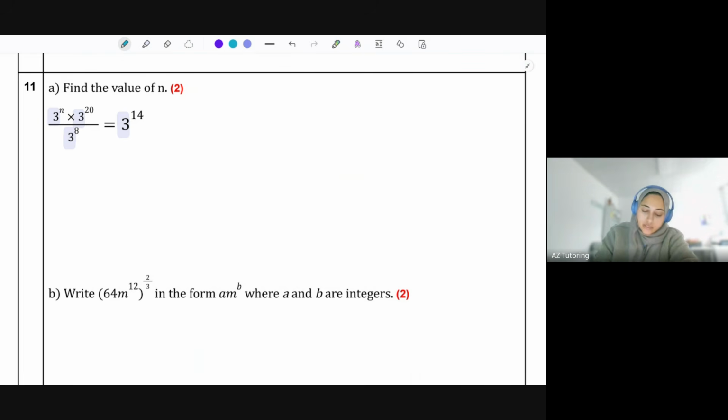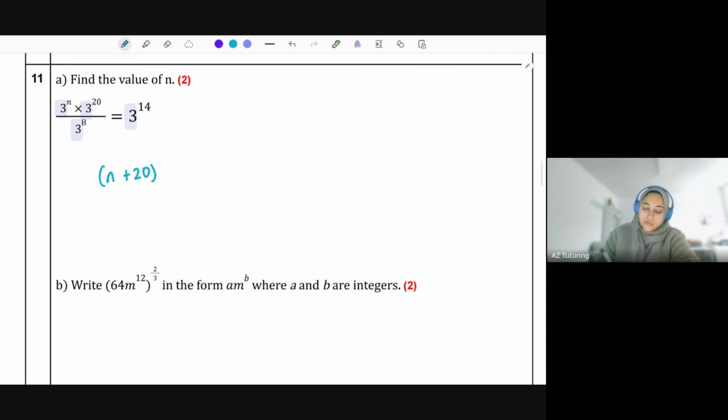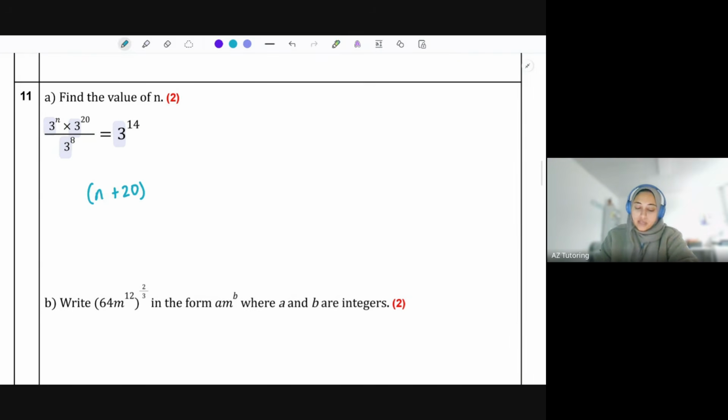So 3 to the power n times 3 to the power 20, in terms of the indices rules, that just means n plus 20. So that's for the top numerator. Now, in terms of dividing by 3 to the power of 8, when you're dividing 2 powers with the same bases, you minus the powers. So n plus 20 for the top, and then we're minusing 8 for the bottom. And that just equals 14.